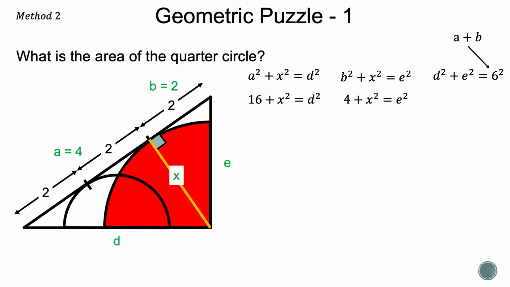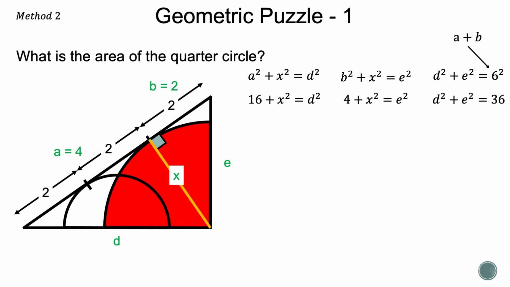Let's set up the third one, and we have d squared plus e squared is equal to 6 squared, and that represents the biggest triangle, where 6 is a plus b. Since we don't know d or e yet, let's go ahead and simplify 6 squared, which is 36, and now we have d squared plus e squared is equal to 36.